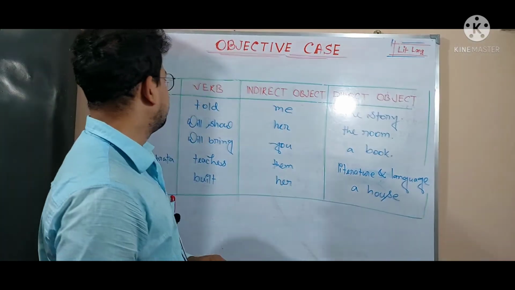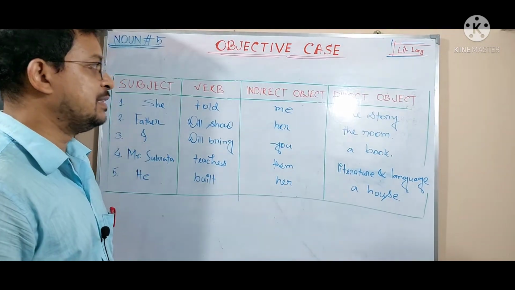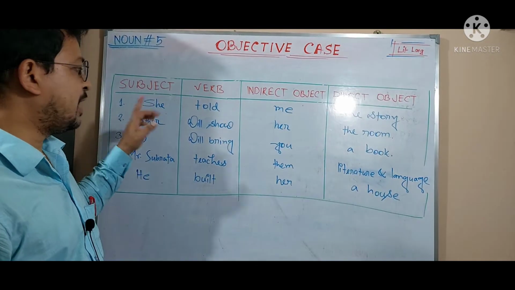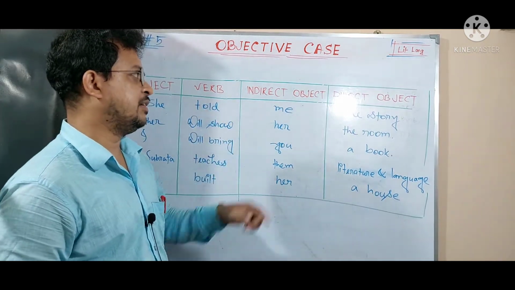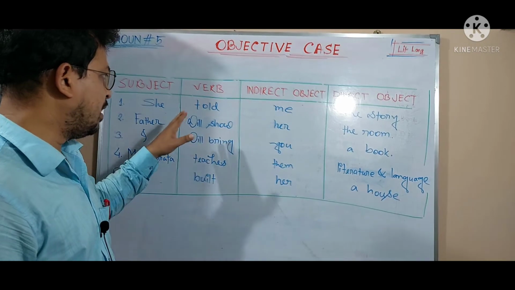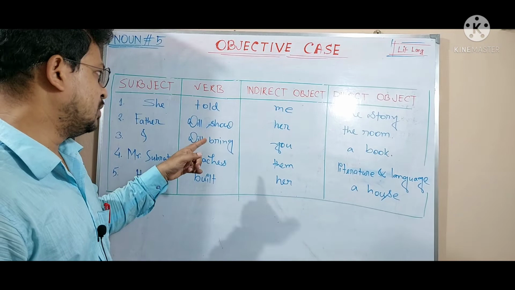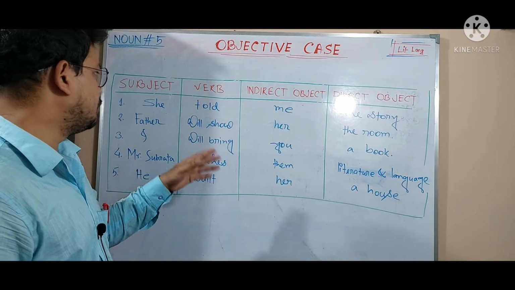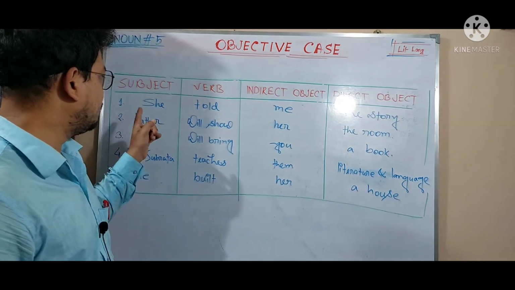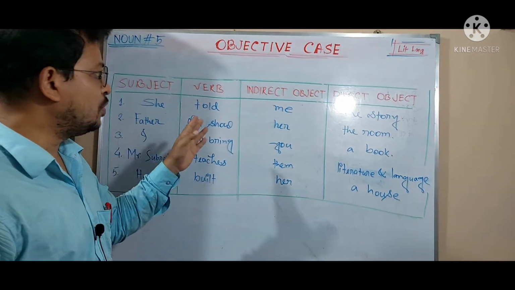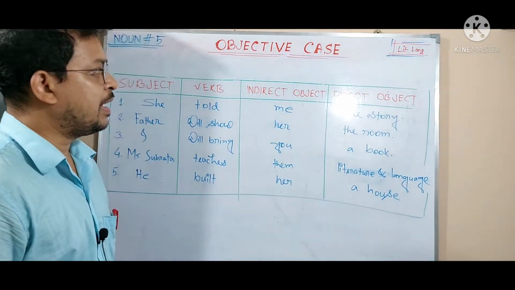So here you can see I have written the first sentence: she told me the story. "She" is the subject. I have made four boxes: subject, verb, indirect object and direct object. In the verb box you can see the auxiliary verb as well as the main verb, one beside the other. In the first sentence, she told me the story, "she" is the subject, the verb is "told", the indirect object is "me", and then the direct object.